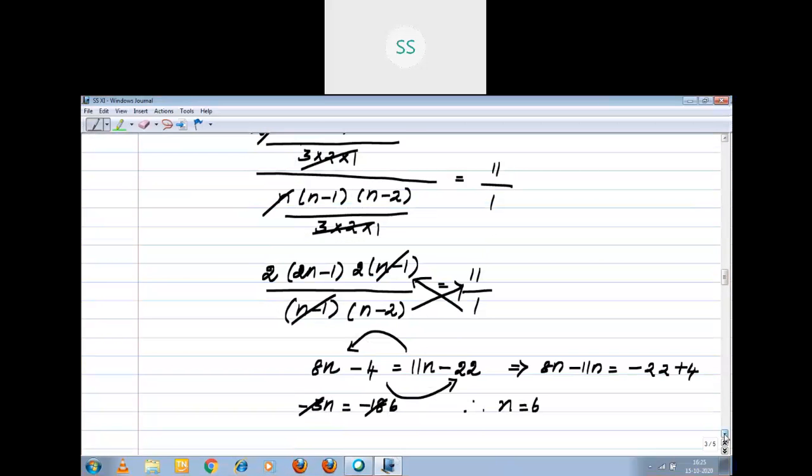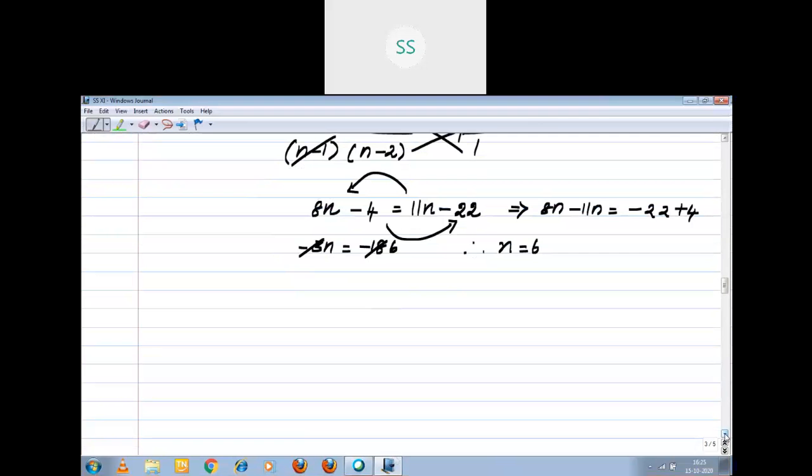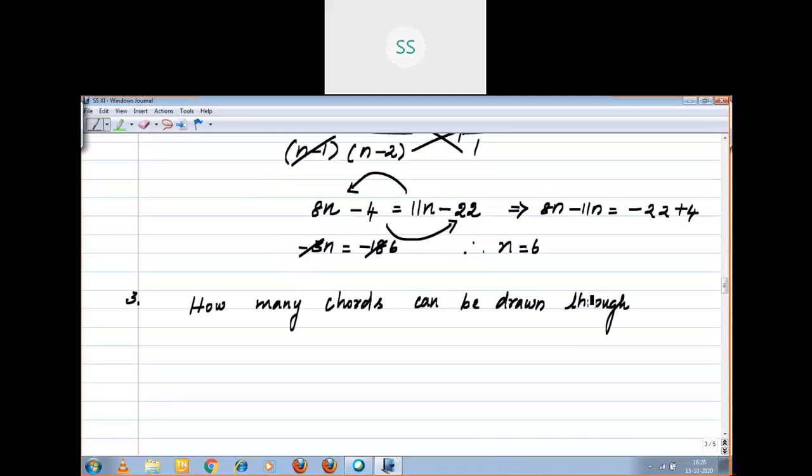Now, question number 3. What is it? How many chords can be drawn through 21 points on a circle? It is an interesting question, right? How many chords can be drawn through 21 points on a circle?